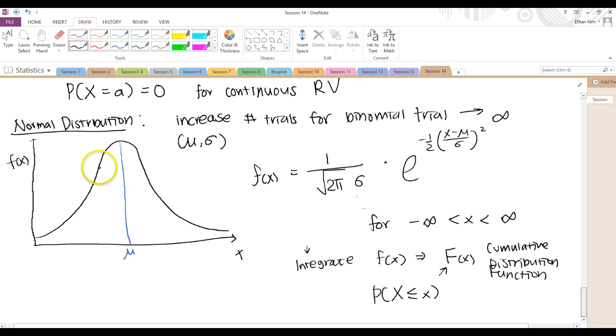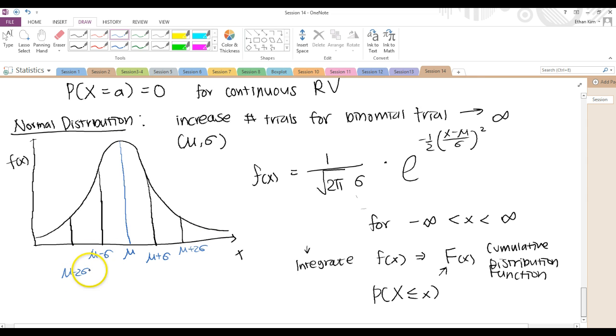let me try to write this down. Draw this here. And here. Okay. So this is mu plus 1 standard deviation, and this is mu plus 2 standard deviations. This is mu minus 1 standard deviation, and this is mu minus 2 standard deviations.